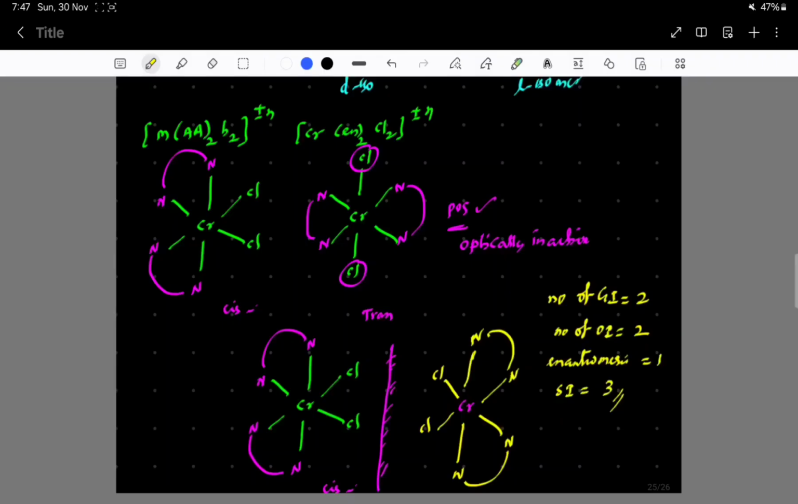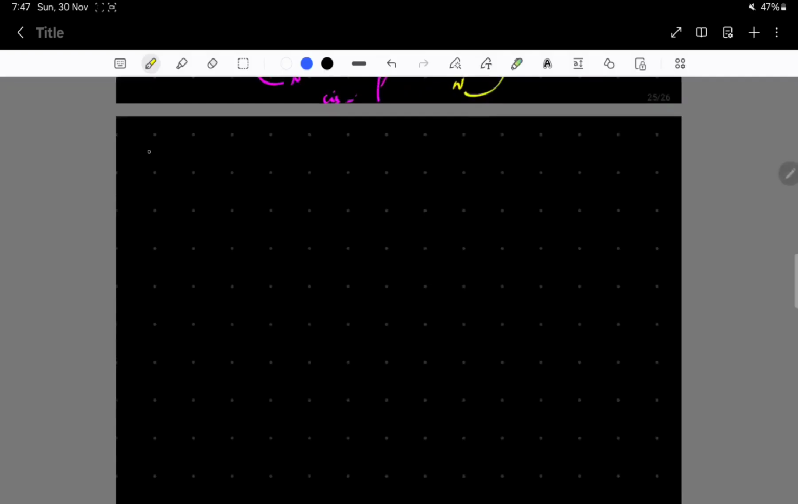This is the most important example, student. Just revise the example and practice, student. Now I will take one more combination, the same example, student. Cr(en) twice. Now here I am changing, student: in place of one more Cl I can change it with Br.